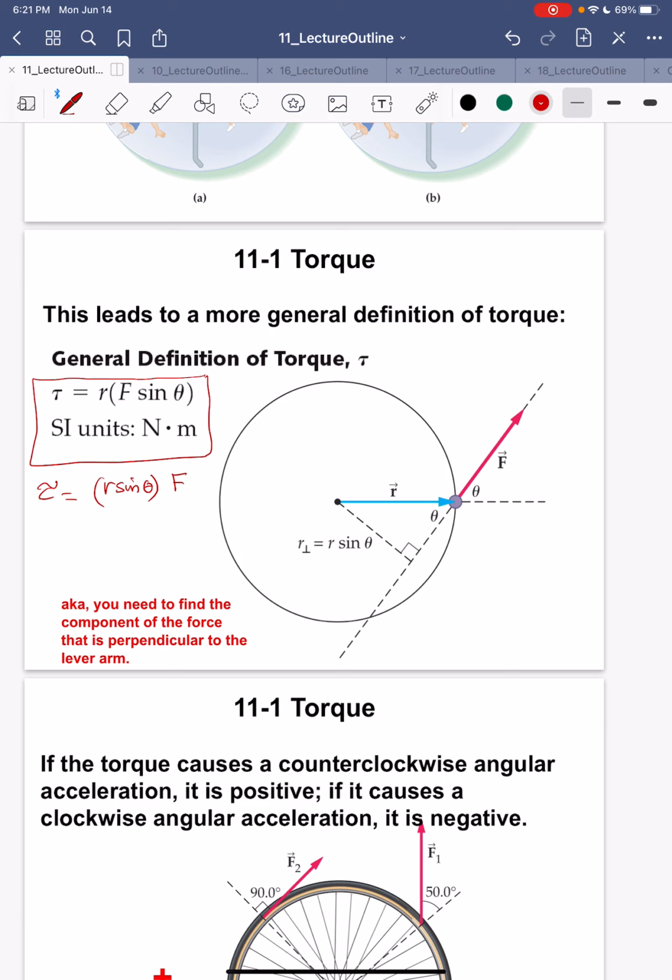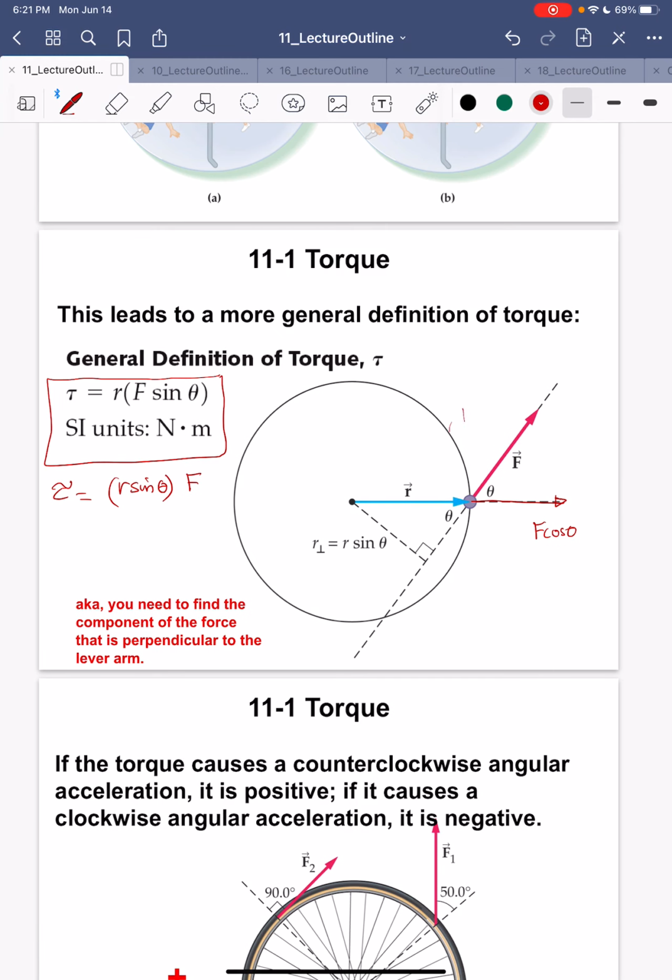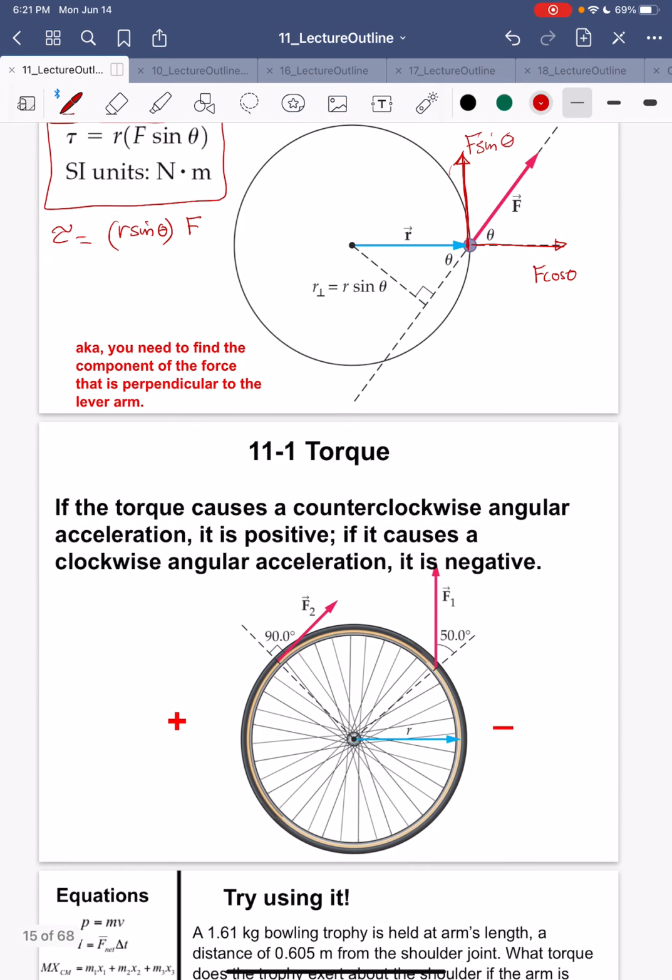Then we need to analyze the force here. This is going to be F cosine, and that one is going to be F sine. All right. Now also remember, we need to find out if torque is a vector quantity or a scalar quantity. It is a vector quantity, and the direction we use for it is either negative or plus. We consider counterclockwise to be positive, and clockwise to be negative.